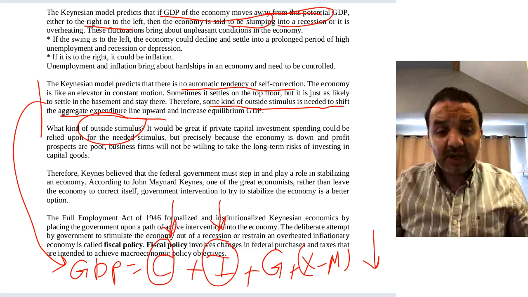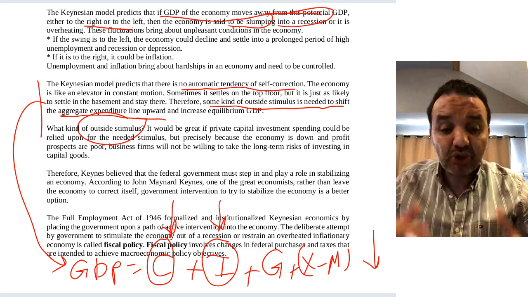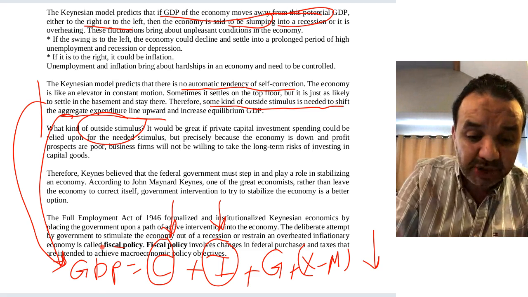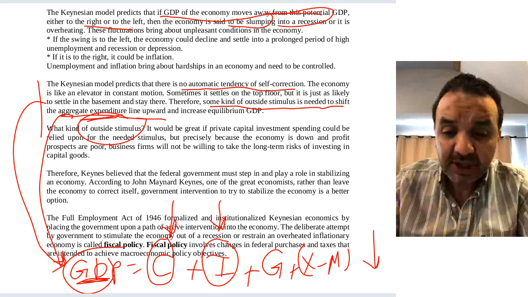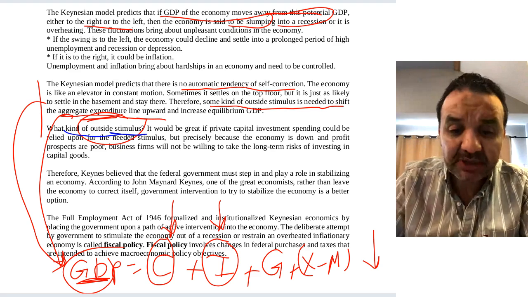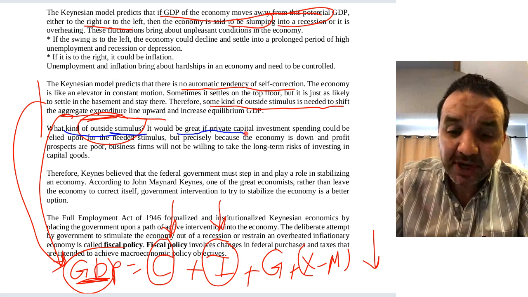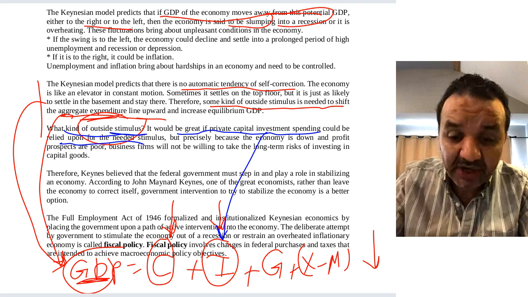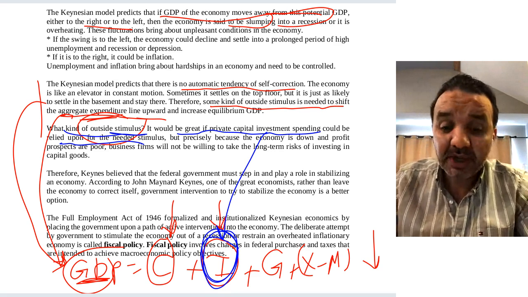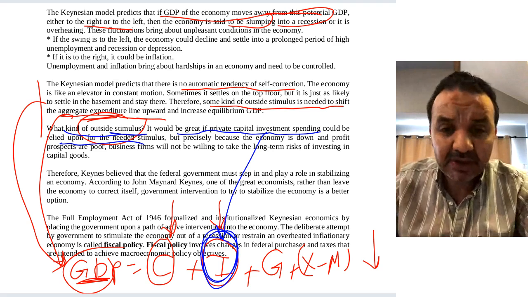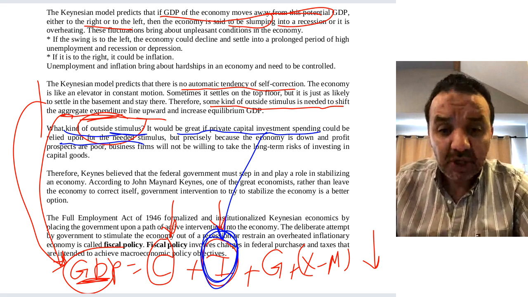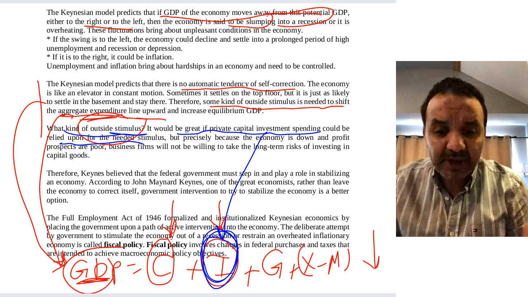That's why there should be some kind of outside stimulus to shift the aggregate expenditure. And I said before, what I mean by aggregate expenditure is the GDP. Aggregate expenditure is the same as GDP. But the question is, what kind of outside stimulus? Let's see what I'm writing here. It would be great if private capital investment spending could be relied upon for the needed stimulus. Here I'm talking about the investment, this part of the GDP formula. It would be awesome if this stimulus comes from the private sector, from the private domestic investment. But think about it. In a recession, how can people invest more? If I have a business and the market is bad, I will be concerned about investing my money at this time.